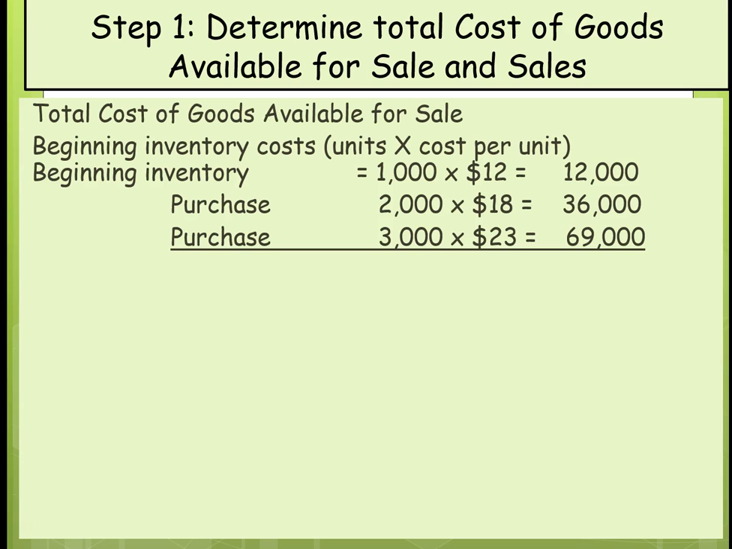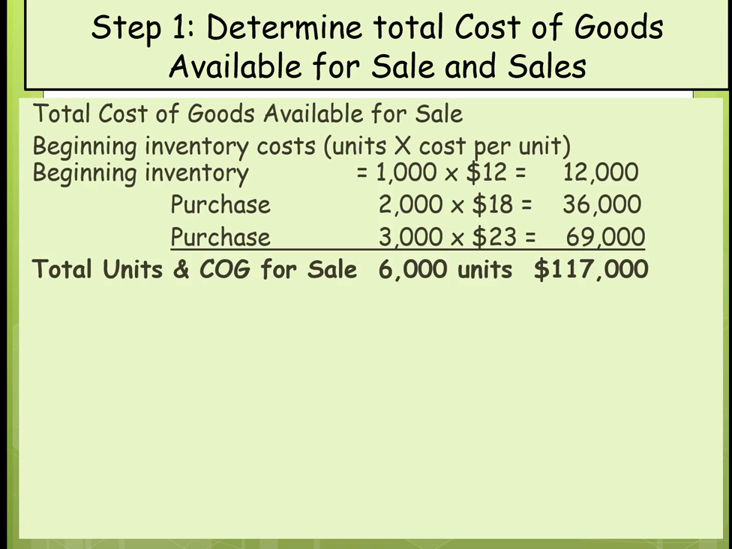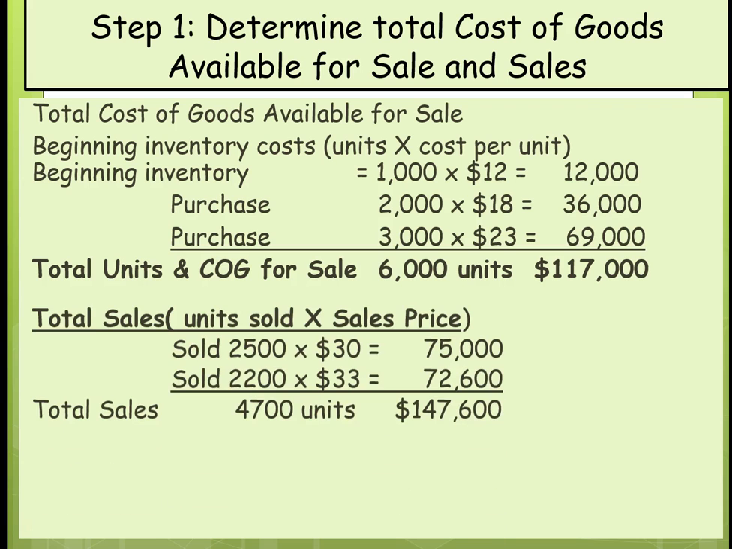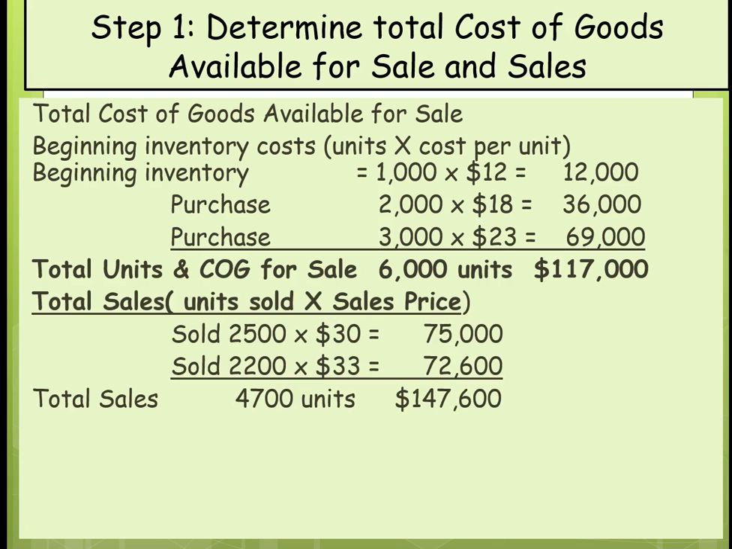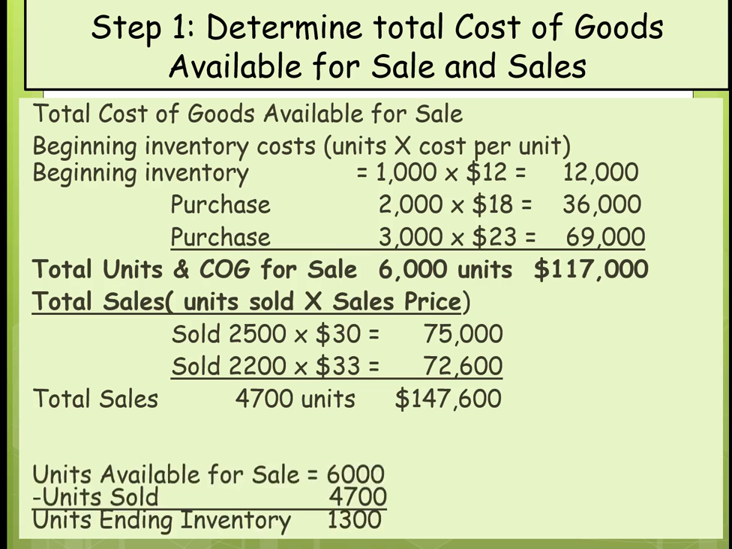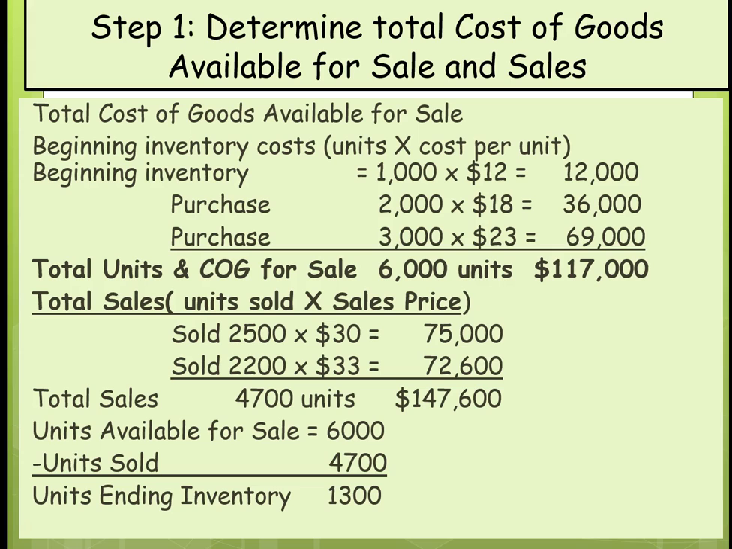Now, I'd like you to know, in this case, what you always want to do first is determine your total cost of goods available for sale and units. Always do this first. Second, what we want to do is figure out sales if they want us to do gross profit. They don't always want that.